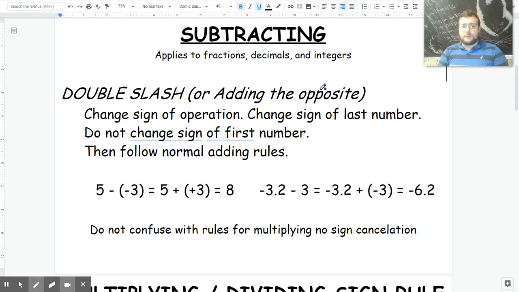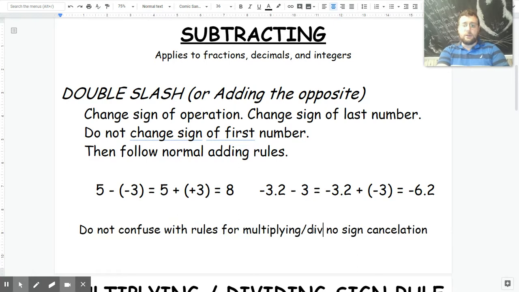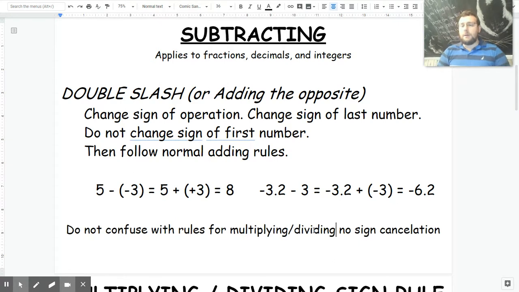Let's look at this first example, but before doing so, remember, when you are doing this, do not confuse this with the rules of multiplying or dividing. In division and multiplication, there's something that happens that causes signs to cancel when you have multiplying and dividing. But that does not happen in subtraction. So there are different rules for different situations. Try not to confuse them when you're trying to do problems, okay?